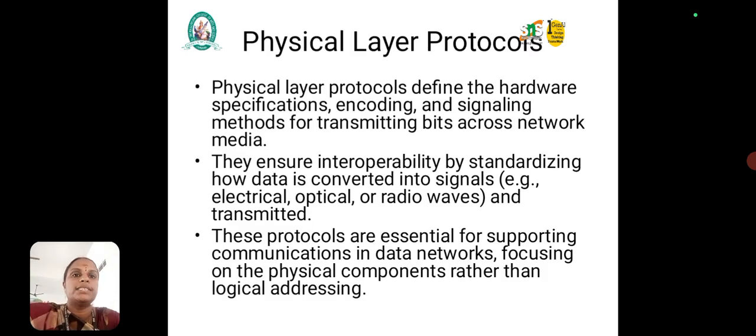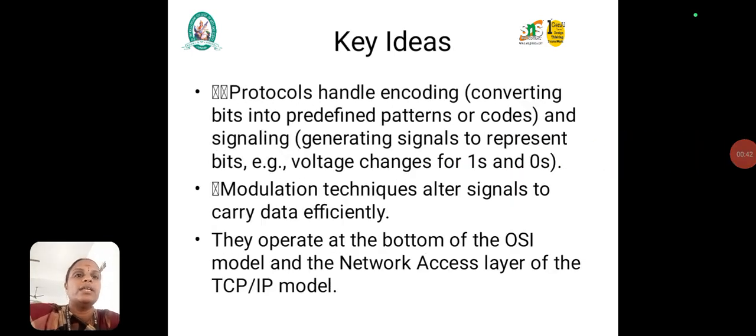Physical layer protocol defines the hardware specifications, encoding and signaling methods for transmitting the bits across the network medium. They ensure interoperability by standardizing how the data is converted into signals, for example electrical, optical or radio waves, and transmitted. These protocols are essential for supporting communication in data networks, focusing on the physical components rather than the logical addressing.